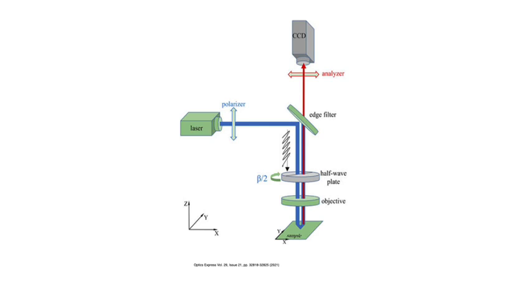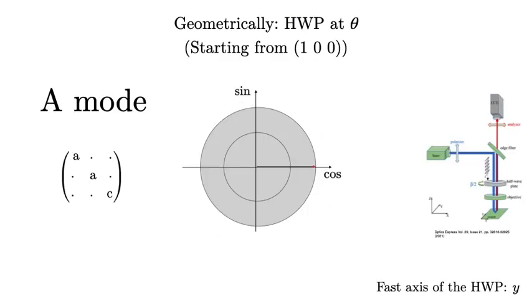Okay, so we are going to do this geometrically and graphically, and we will start from 1, 0, 0. The A mode is given there. As the light goes through the half-wave plate, it gets rotated. As you remember, the half-wave plate also introduces a phase shift for the Y component, if it's the fast axis, but we don't have a Y component here, so the rotation is right here.